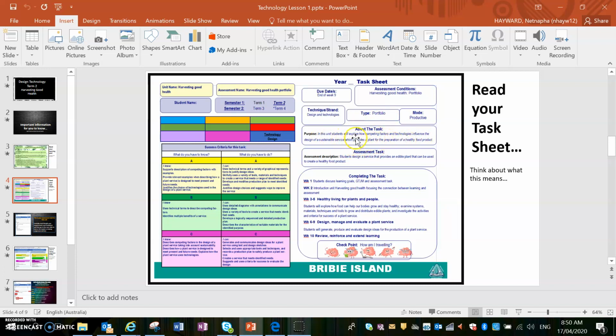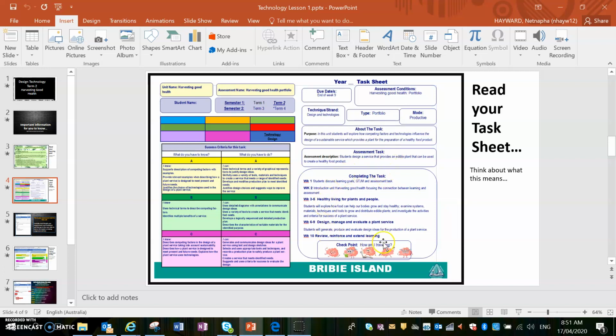They're actually telling us we have to explore how competing factors and technology influence the design of a sustainable service, which provides a plan, okay, for the preparation of a healthy food product. Okay, and our assessment task is that you will have to design a service that provides an edible plant that can be used to create a healthy food product.